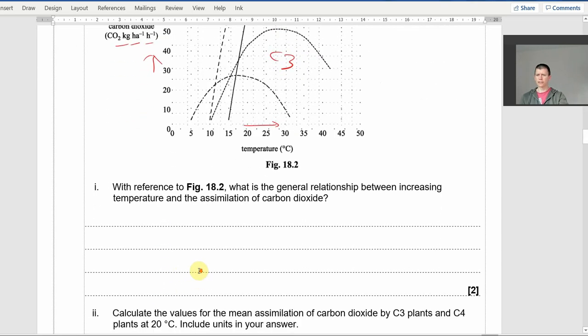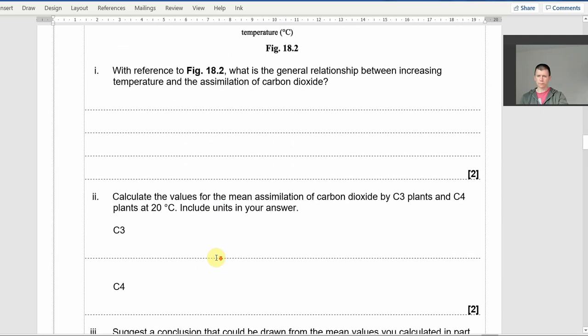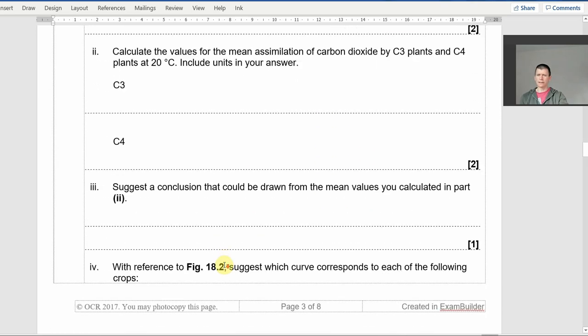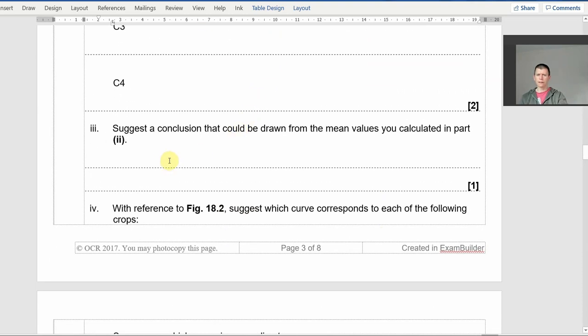So, they ask about general relationships. You can do that. Make sure we talk about the up and the down. Calculate the values for the mean assimilation of carbon dioxide by C3 plants and C4 plants at 20 degrees. So again, you can calculate a mean. Just make sure it says include units in your answer. That's where some people will drop marks a little bit. So once you know the mean assimilations, just be very careful about that. Suggest a conclusion that we draw from the means, again, you can work on that. It's a 1 marker, so it's quite short.